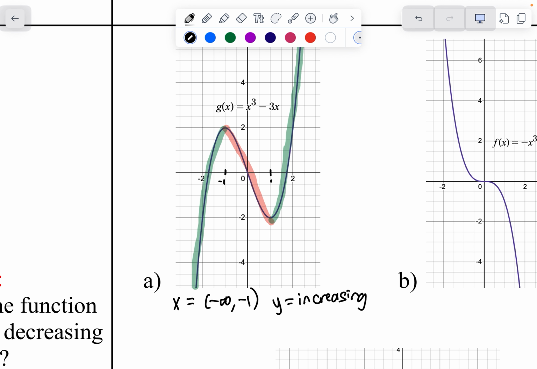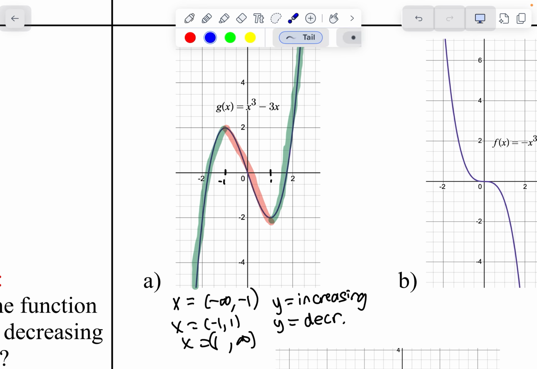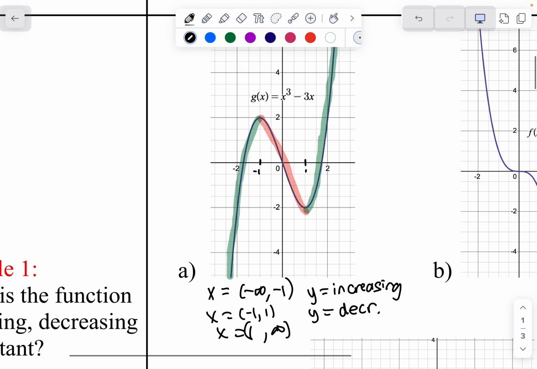Remember, y is referring to the height. X is referring to going from left to right. Now let's think about the x values he would be walking from here to here, this section. The x values would be from -1 to +1. The y is decreasing. Okay. And then from an x value of 1, for the rest of his little walking career, he is going to be going uphill again, so he will be increasing.